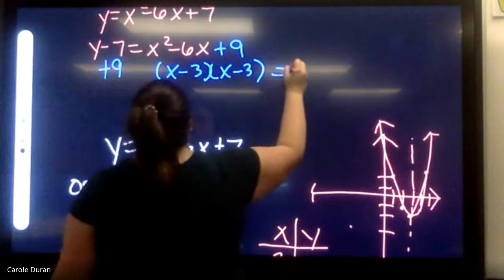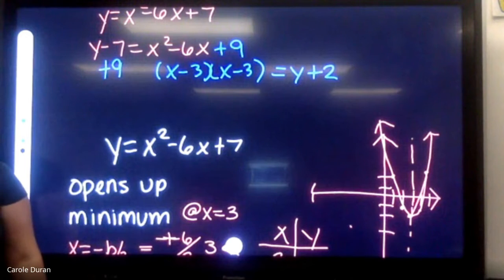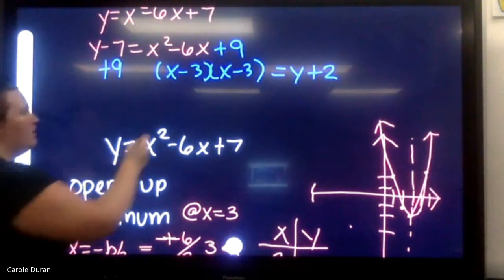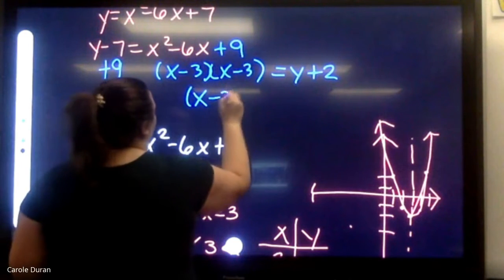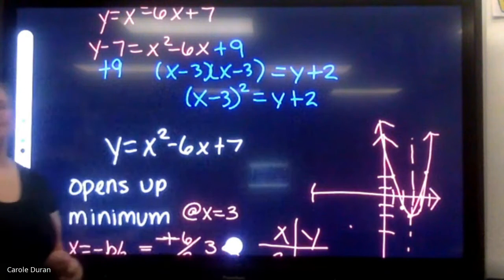And then equals y plus 2, because negative 7 plus 9 is 2. And then I can rewrite x minus 3 times x minus 3 as x minus 3 squared equals y plus 2.